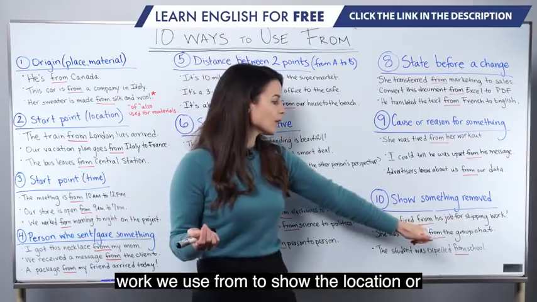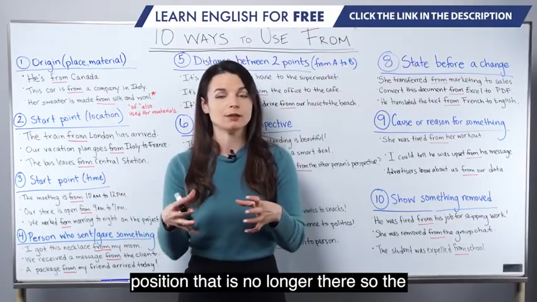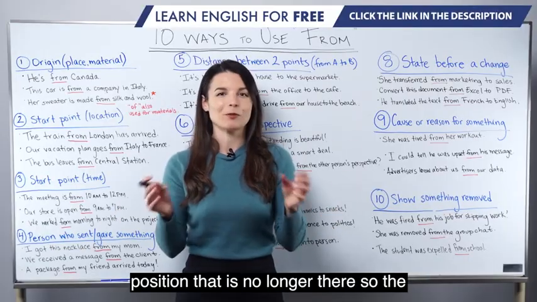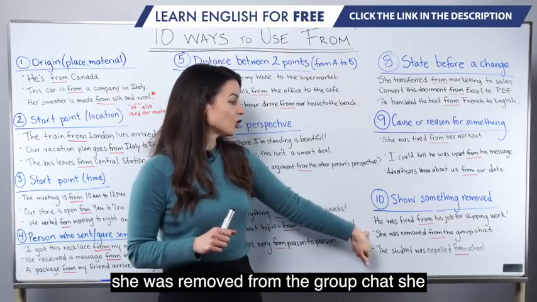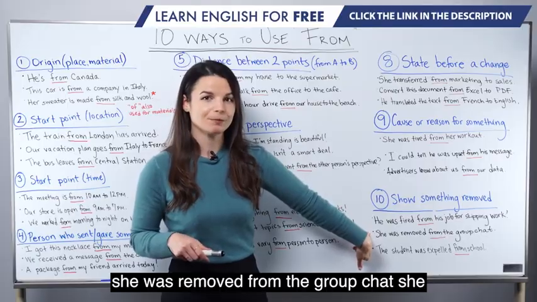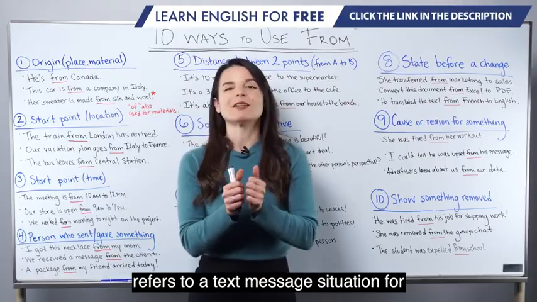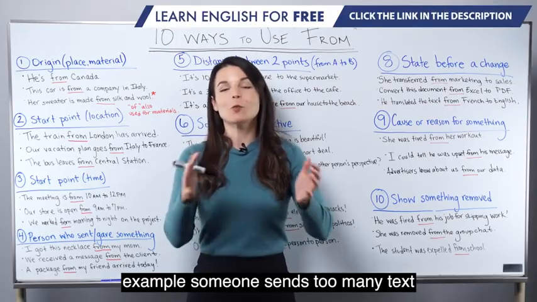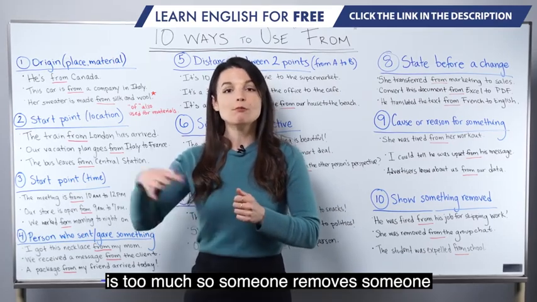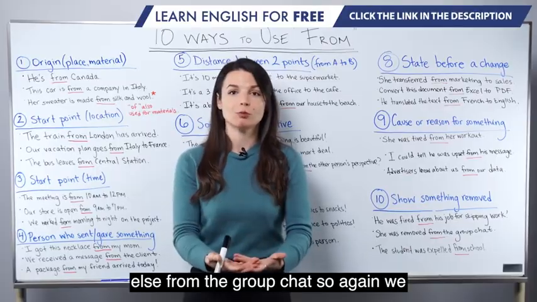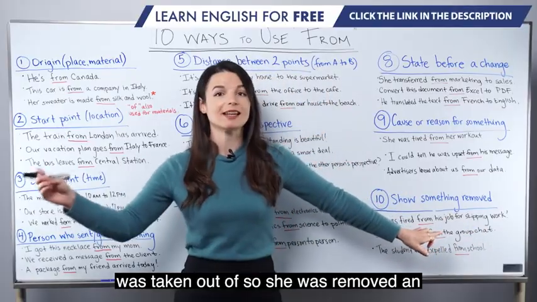We use from to show the location or the condition, or in this case, the position that is no longer there. So the person was removed from that. Let's look at another example of this. She was removed from the group chat. So this refers to a text message situation. For example, someone sends too many text messages. You might think, oh my gosh, this is too much. So someone removes someone else from the group chat. So again, we have from before the thing the person was taken out of.